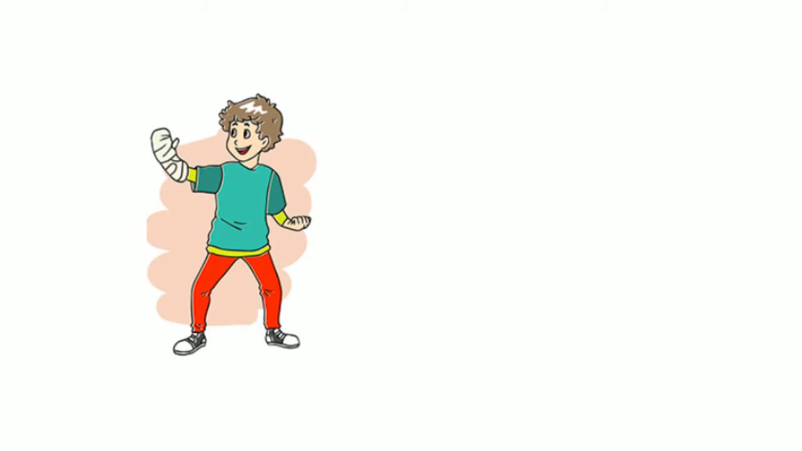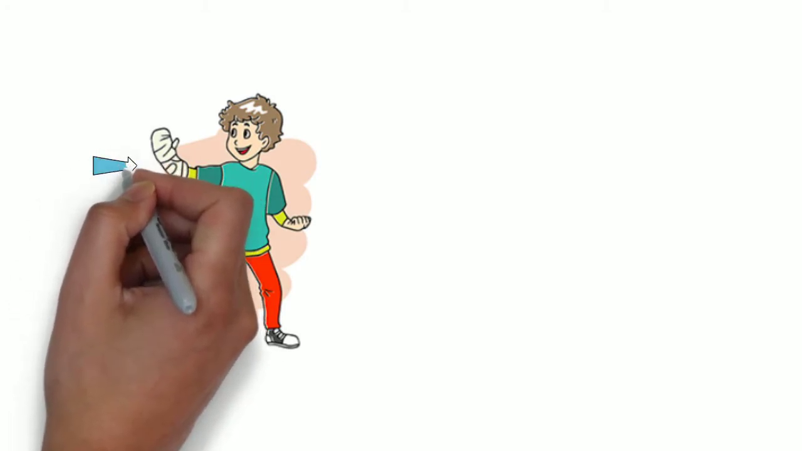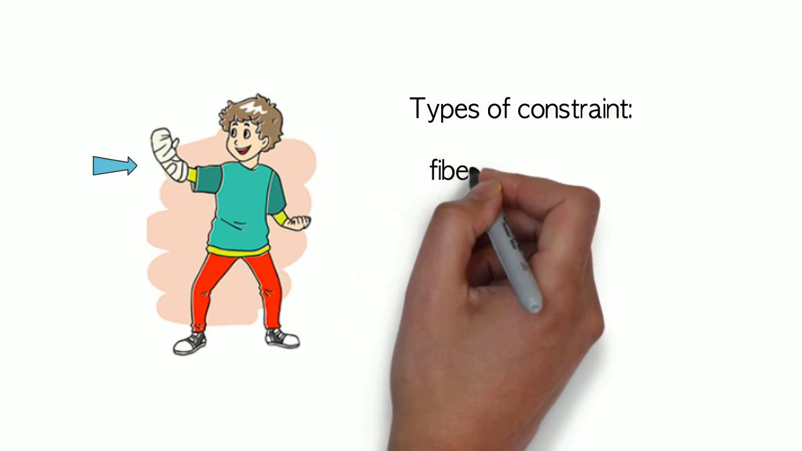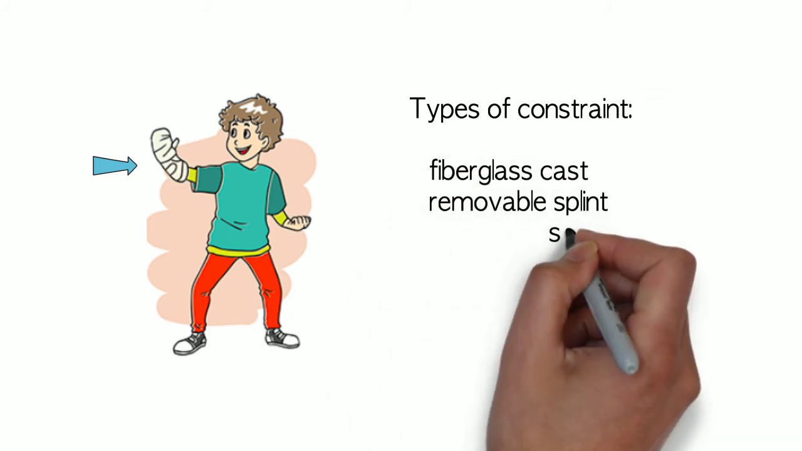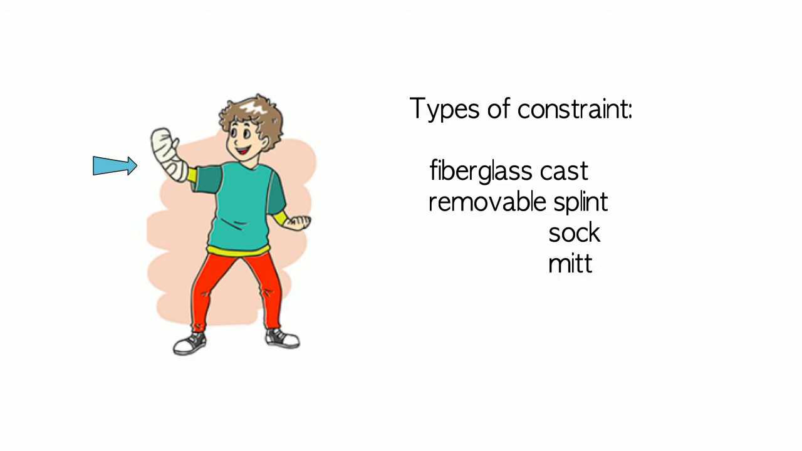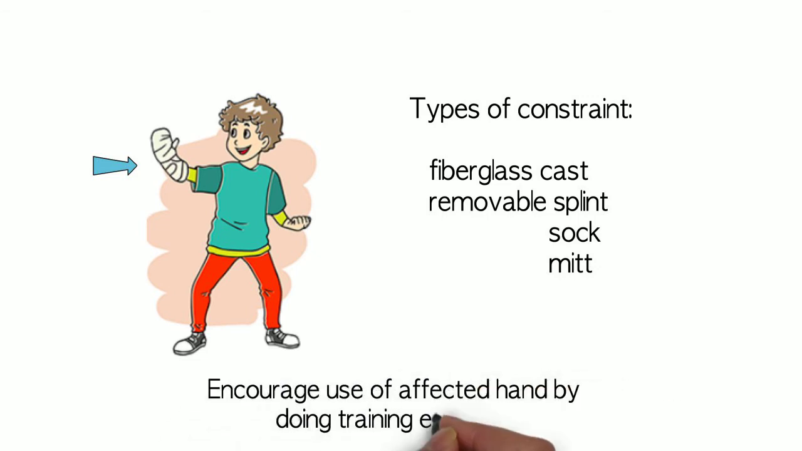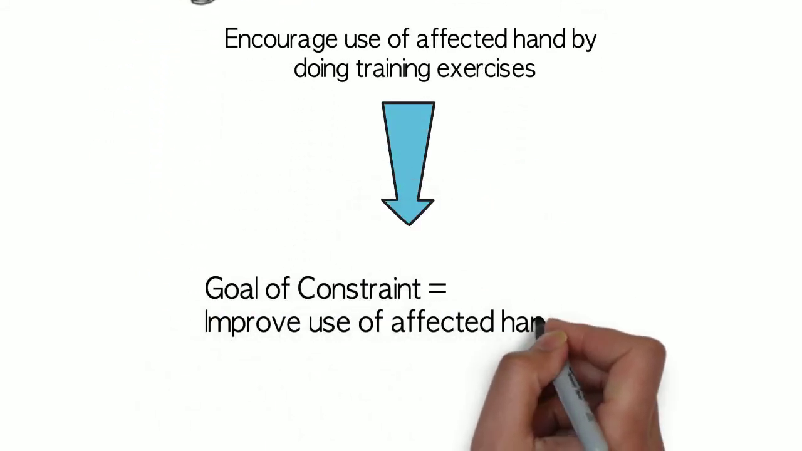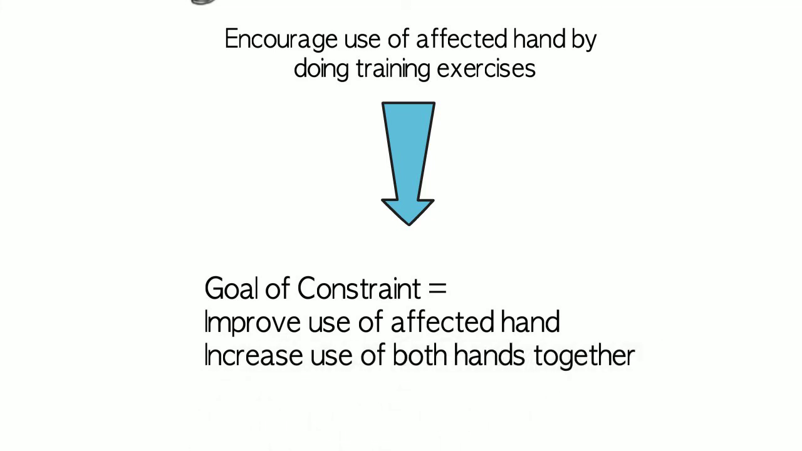In constraint-induced movement therapy, the less affected or uninvolved hand and arm is placed in a constraint and restrained over a period of time. This can be done continuously or intermittently over days to weeks. Some types of constraints include a fiberglass cast or a removable splint, sock, or mitt. The constraint prevents the individual from using their dominant hand and arm. This encourages them to use their affected hand by doing hand training exercises. The goal of constraint is to improve the use of the affected hand and increase use of both hands together.